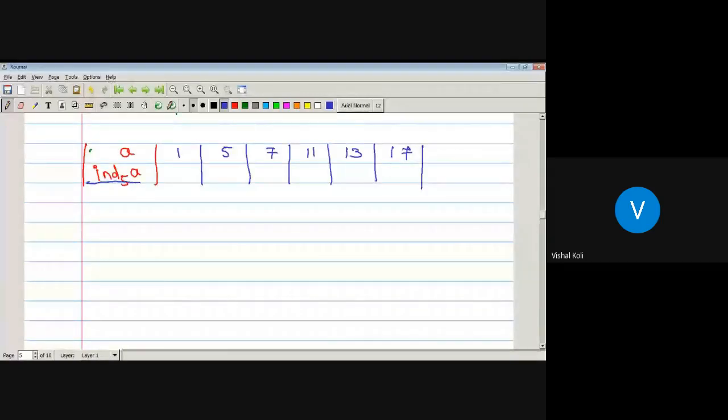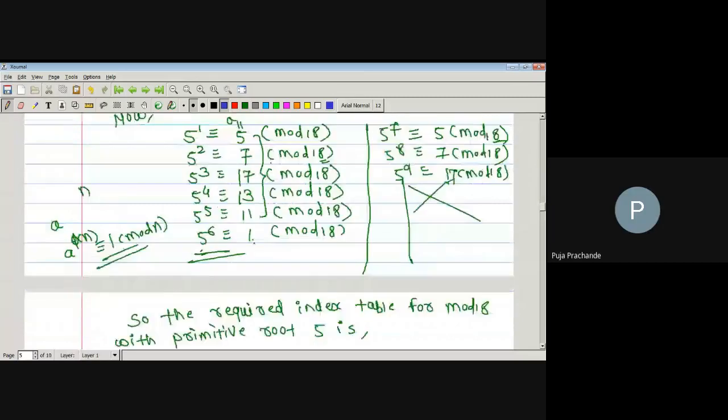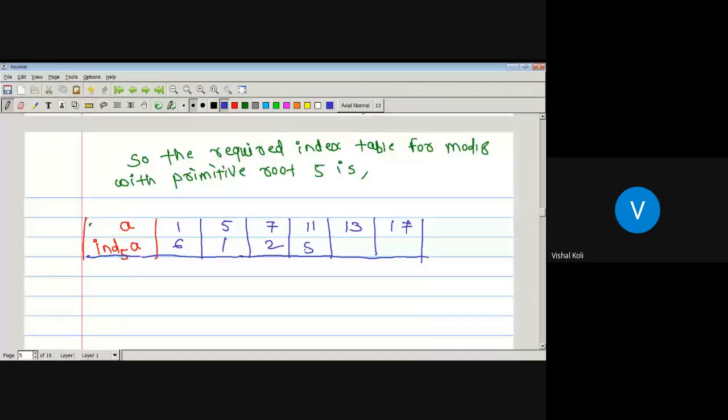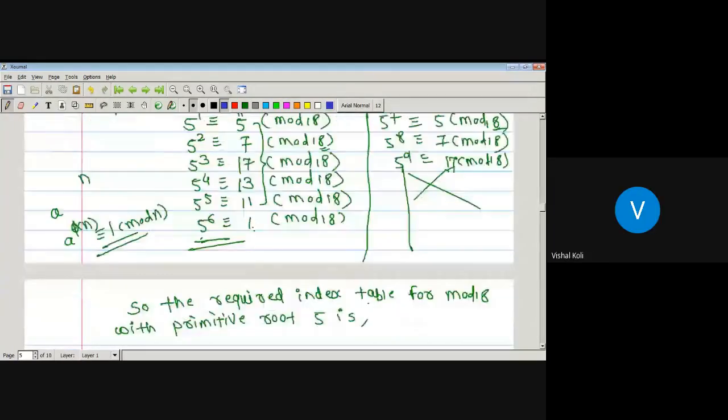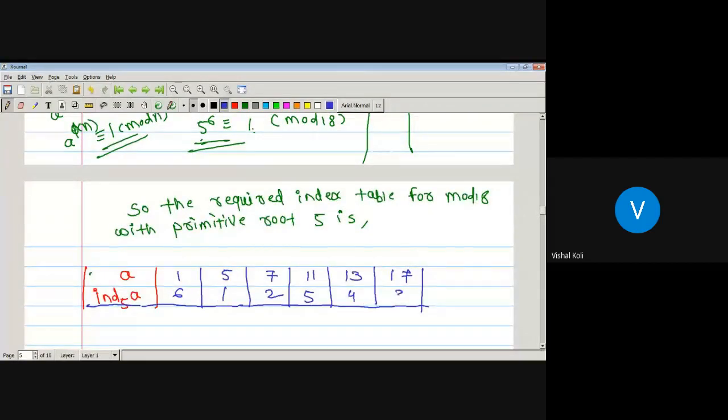Index of 1 is nothing but φ of 18, which is 6. Now index of 5 will be 1, index of 7 is 2, index of 11 will be 5, index of 13 is 4 and index of 17 will be 3. So in this way we can find out the index table for any integer over modulo that integer n.